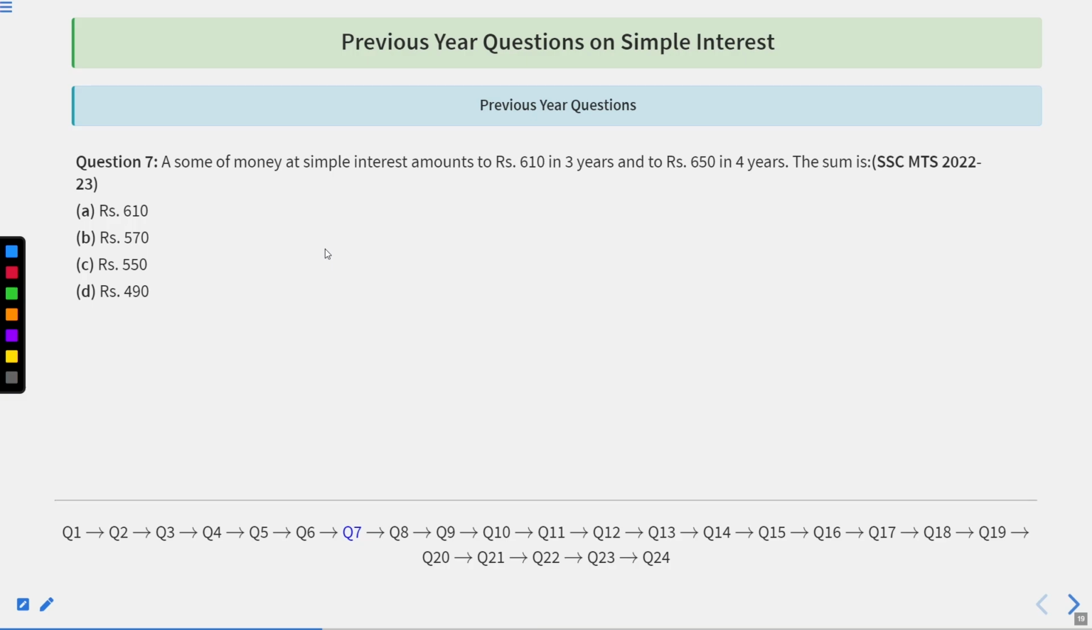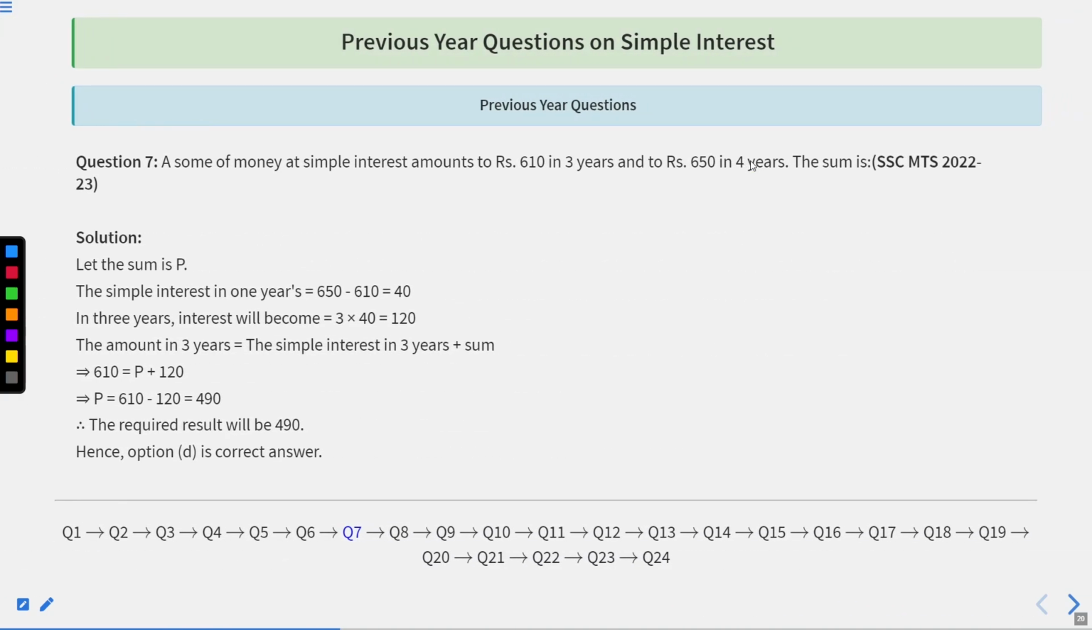Question number 7. A sum of money at simple interest amounts to rupees 610 in 3 years and to rupees 650 in 4 years. So the sum is. Let the sum be P, and the simple interest in 1 year will be equal to 650 minus 610, that is 40. So in 3 years, interest will become 3 into 40, that is 120.